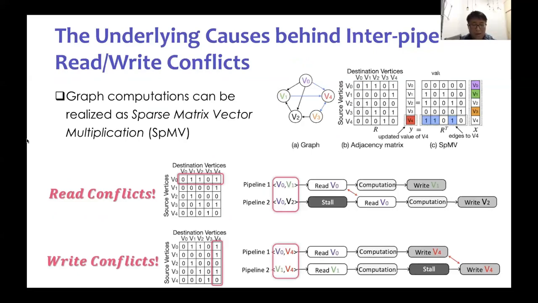We studied the underlying cause behind the inter-pipeline read-write conflicts in FPGA-based graph processing accelerators, where graph computations are often realized as SpMV, since SpMV can not only offer high performance, but also ensure generalization for graph processing. If we partition a matrix into multiple tiles vertically, then their destination vertices will be exclusive. No write conflict will occur if these vertical tiles are executed by different pipelines. Similarly, all read conflicts can be eliminated if horizontal tiling is applied.